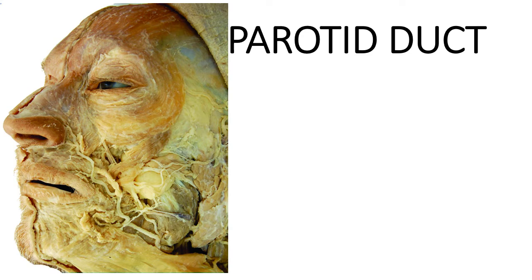Now moving to the parotid duct. The parotid duct is extending anteriorly from the anterior border of the parotid gland. So here, this is the parotid duct, and it is running over the masseter muscle. The masseter muscle is attached to the lateral surface, or external surface, of the ramus of the mandible. On that surface, we can identify this parotid duct.